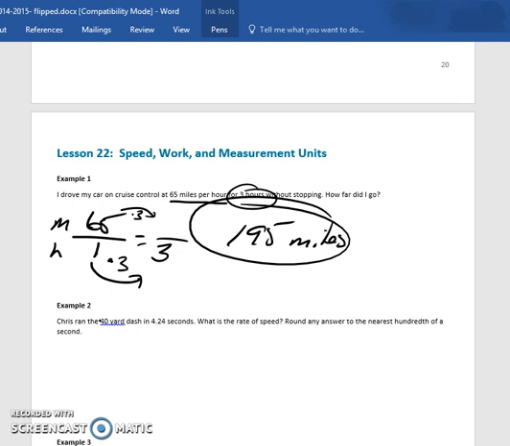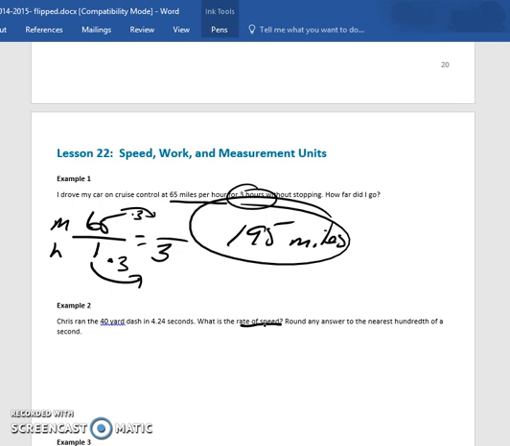Question two is the one that we are really after because it says Chris ran the 40-yard dash in 4 and 24 hundredths seconds. What is the rate of speed? All right. Ooh, sound the alarms, people. Rate. Okay, so rate. A rate is a comparison of two things. So it's like a ratio, but with words.